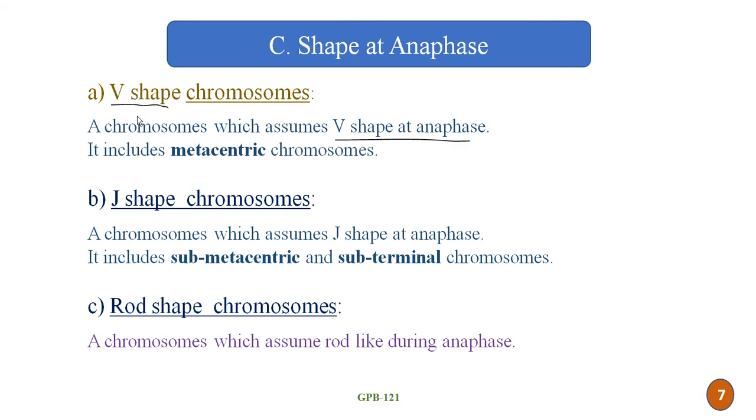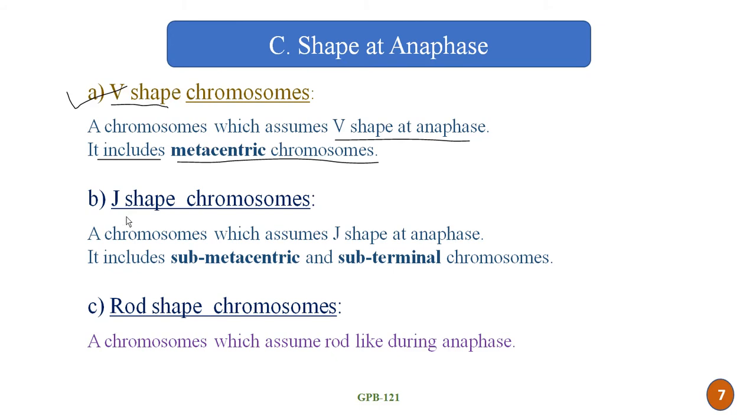Because of the metacentric chromosomes. These metacentric chromosomes have the median position of the centromere, which leads to equal arms, and at the anaphase these equal arms and the centromere are pulled above, and this leads to the production of a V shape. So all the metacentric chromosomes produce a V shape at anaphase, and so the V-shape chromosomes are metacentric chromosomes.